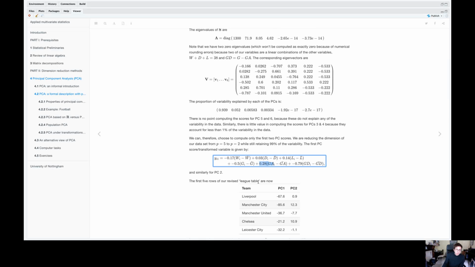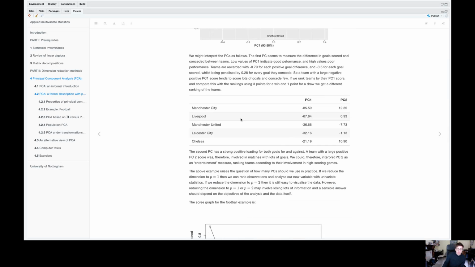If we look at the league table in terms of the principal component scores, if we reorder them, you would find that Manchester City had the largest principal component 1 score because they had a better goal difference than Liverpool.